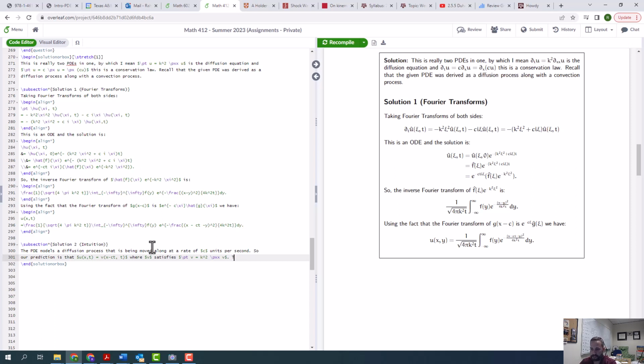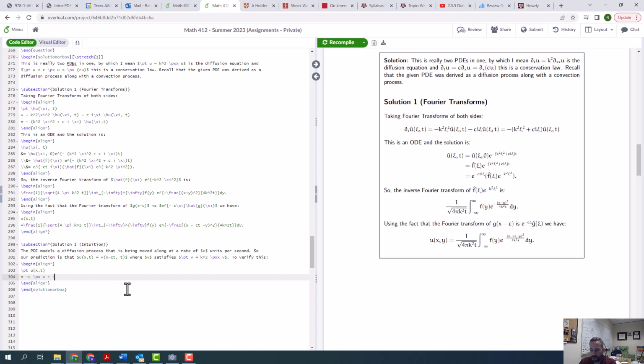To verify this, we're just going to compute derivatives. So the t derivative of u of x,t. Okay, so we're going to have to use the chain rule. This is going to be equal to the x derivative of v times the t derivative of that. So that's going to be minus c partial x v, plus the t derivative of v times the derivative of t, which is just 1.